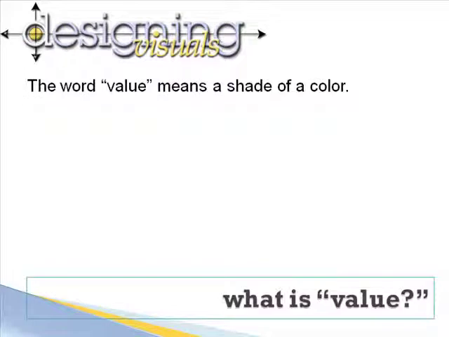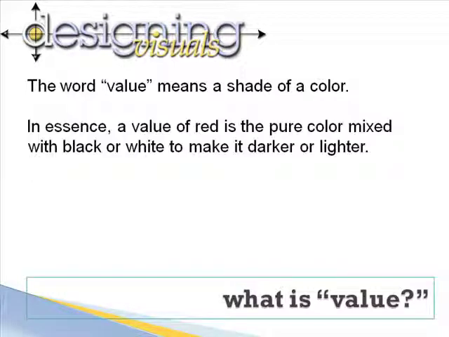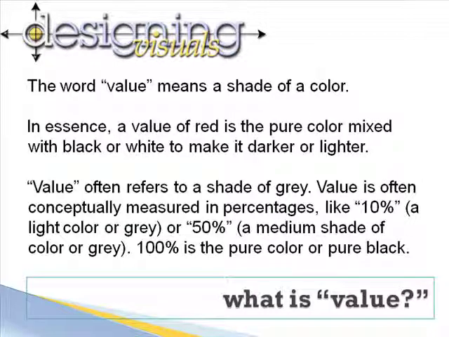The word value in general parlance means a shade of a color, that is, a lighter or darker version of a color. So, for example, if we took red and asked what's a value of red, well, if we mixed a little bit of white with it, we'd get a pinkish looking color. That's a value of red. If we mixed some black with it, we'd get a dark red. But it's still in essence the same red, it's just lighter or darker because of an amount of black or white we've added to it.